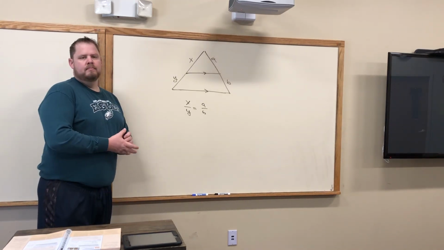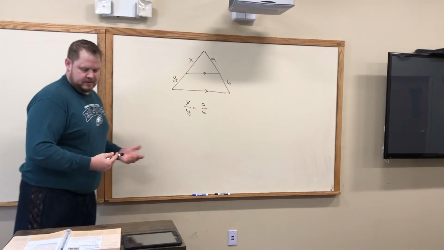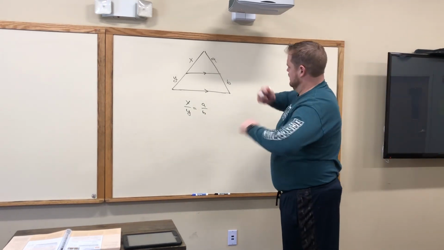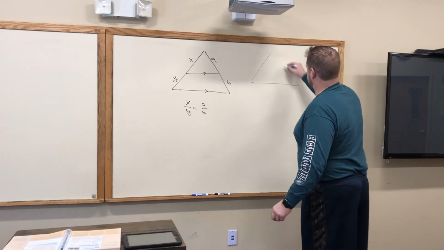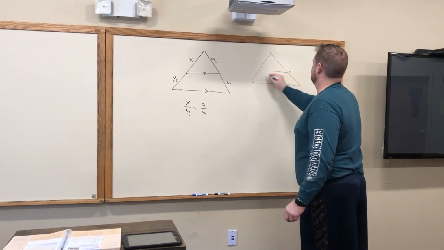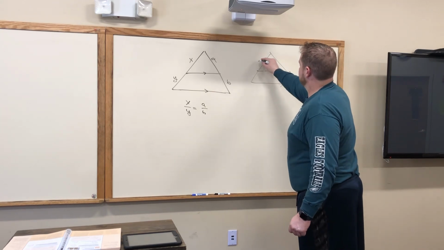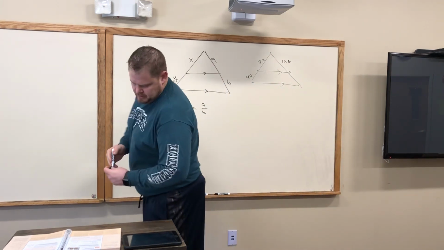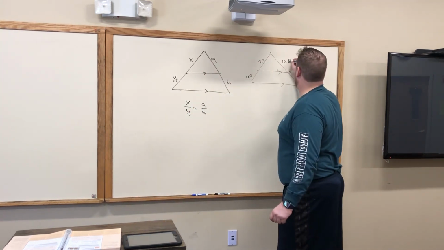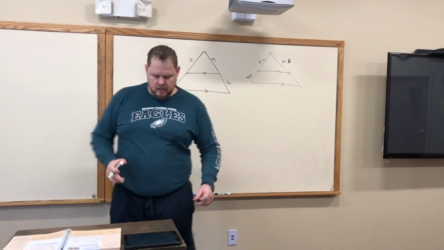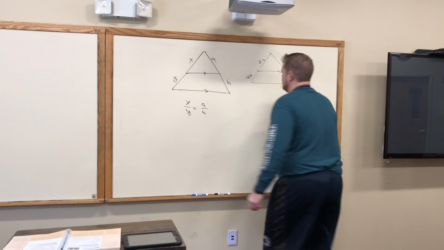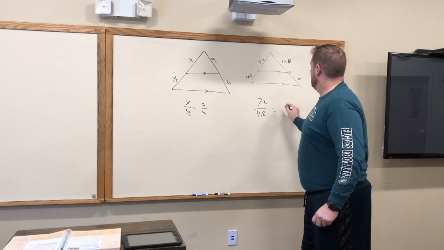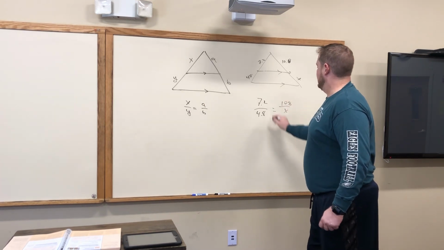So let's do a problem, make sure we all understand. First one, basically side splitter, and it's not a funny one. It just divides it in half, okay? So let's draw this here. 7.2, 4.8, 10.8, sorry. Now, how would we find this last section? We're gonna set up our fraction: 7.2 over 4.8 equals 10.8 over x.